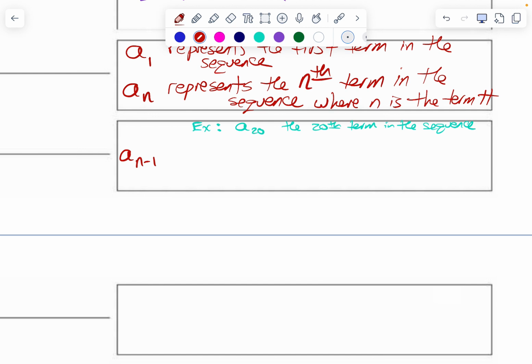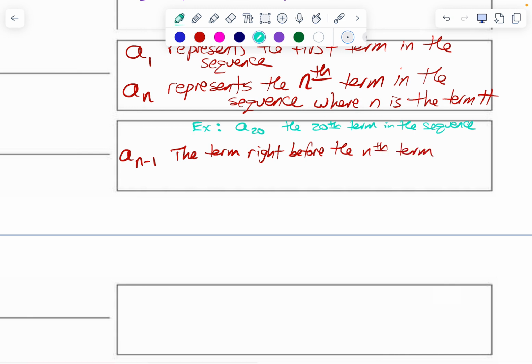Negative one, down one. Yeah, it would be the nth term down one. The term right before that, right? So if we use our example from before, a sub 20, what would be a sub n minus 1? If n is 20, then that would be the what term? The 19th term, okay? So we're going to describe it this way: the term right before the nth term.